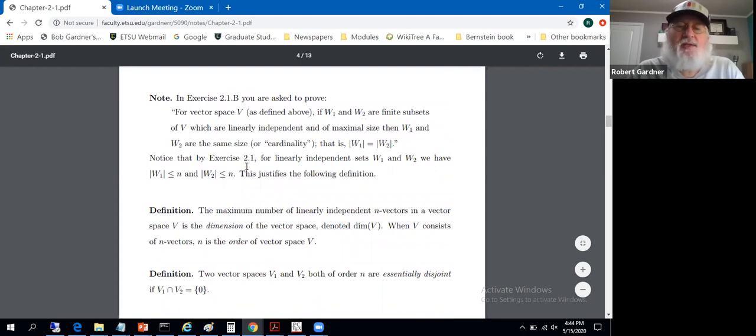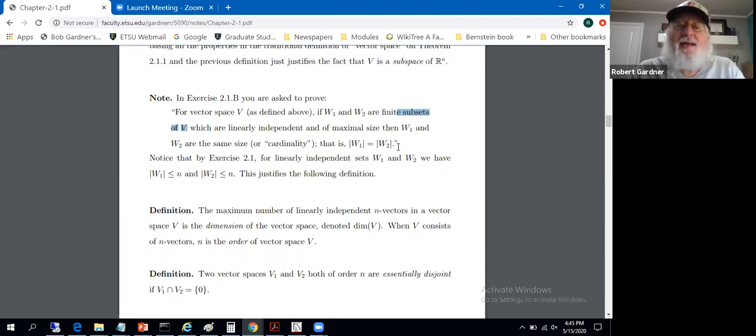I've added this exercise to give us a more rigorous approach to the definition of dimension. For vector space V, as we've defined above, a subspace of Rn, if W1 and W2 are finite subsets of V, which are linearly independent and of maximal size, then W1 and W2 are the same size, the same cardinality. That is, the cardinality of W1 equals the cardinality of W2. So we've got linearly independent subsets of maximal size. They're subsets of a given vector space V. They have to be the same cardinality.